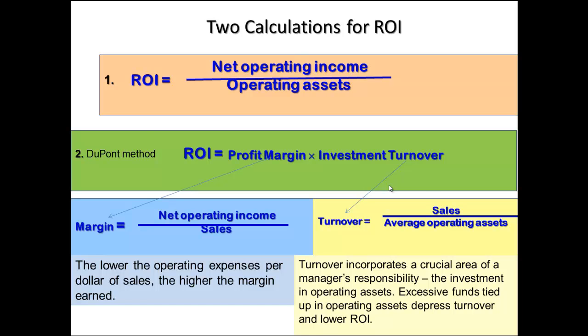You might have different investment center managers responsible for the profit margin and maybe a different one responsible for the investment turnover. So in order to identify who's doing a better job, that's why we would use this DuPont method. We're just able to be a little bit more specific.